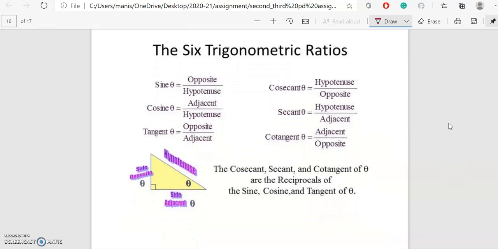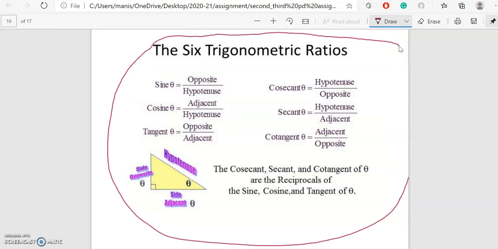First of all, go ahead and copy the notes in your binder. And when I say copy, I want you to copy everything, including the triangle and everything over here. This means I want you to copy everything you see in your binder. Go ahead and copy this.